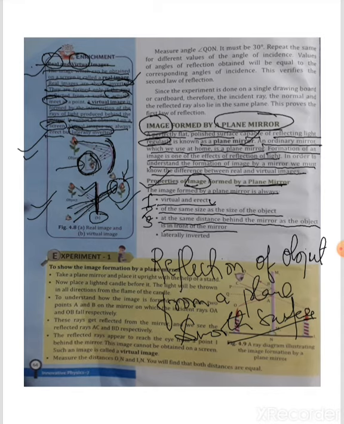And the fourth property, you can put a star mark on this, it is laterally inverted. A very important topic, which we are going to study later. So these are the four properties of the image formed by the plane mirror. Number one, the image is virtual and erect. Number two, the image is of the same size as the object. Number three, the image is at the same distance behind the mirror as the object in front of the mirror. And number four, the image is laterally inverted. So please remember this.